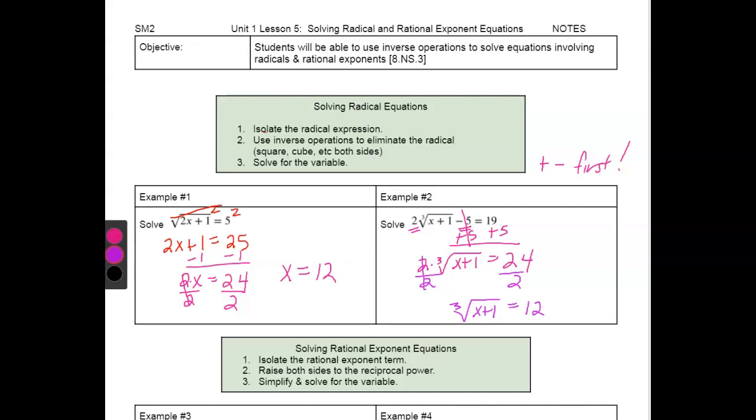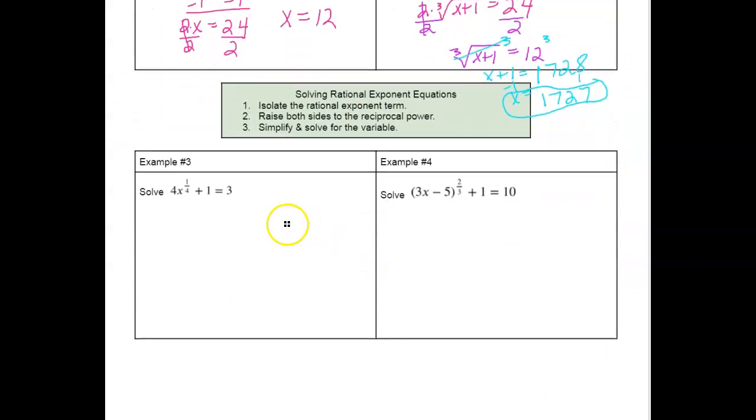So since that is a cubed root, the opposite is to cube both sides. So cubed root and cubed cancel. You're left with x plus 1. And then this is going to be pretty big. Let me get out my calculator. We've got 12 times 12 times 12, which is 1,728. So now to get x by itself, subtract 1. So 1727. I have no idea how you would do that without any work. That's crazy.